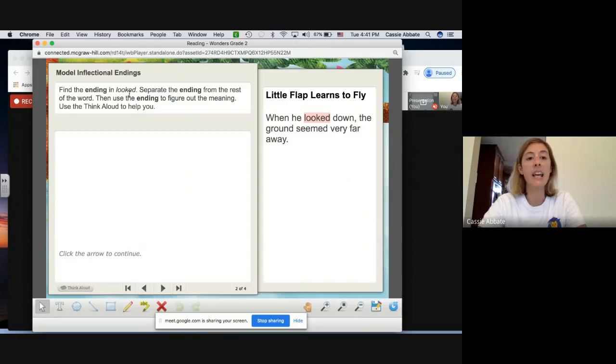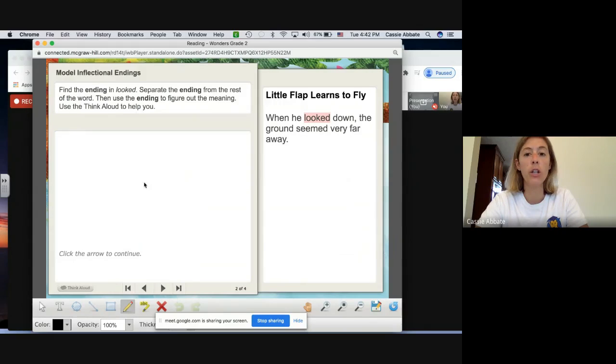Find the ending in looked. Separate the ending from the rest of the word. Then use the ending to figure out the meaning. Use the think aloud, this button down here, to help you. So this sentence in Little Flap Learns to Fly says, when he looked down, the ground seemed very far away.